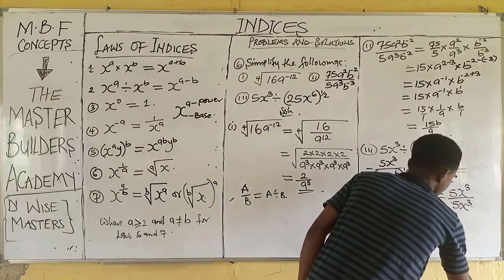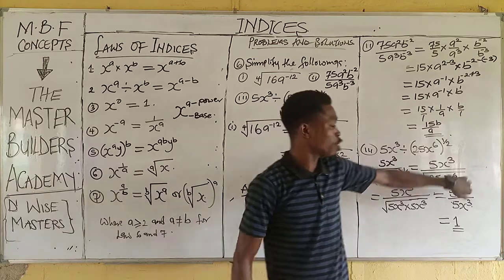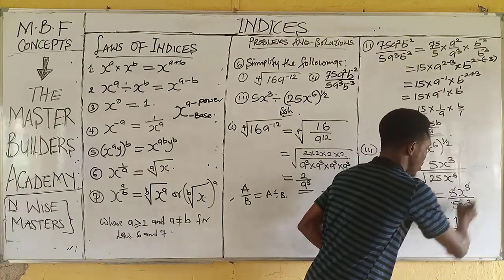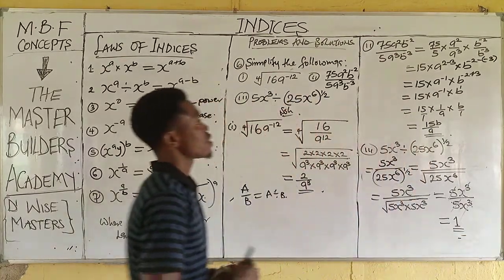So 5x raised to the power 3 over 5x raised to the power 3 is 1. I don't want us to use another law again, because we can still make use of x raised to the power minus 3, but we don't want to use another law. So 5 divided by 5 is 1. x cubed divided by x cubed is 1. So the answer to this question is 1.